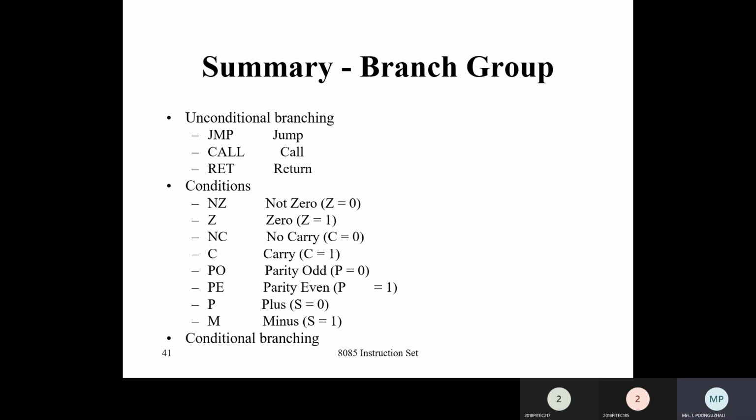Then there are conditional jump instructions: JNZ, jump if it is not 0, jump if it is 0, jump if there is no carry, jump if there is carry, jump if the parity bit is odd, jump if the parity bit is even, jump plus, jump minus. We have these conditions with jump. So all of these we call conditional branching instructions, right? They depend on conditions.